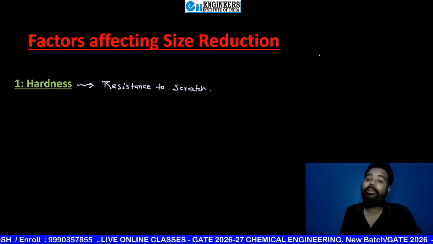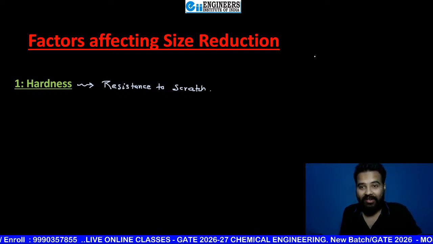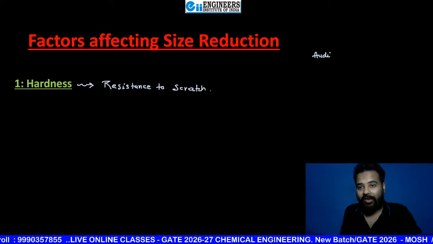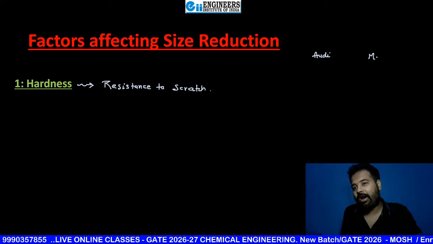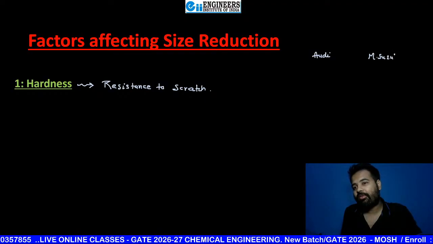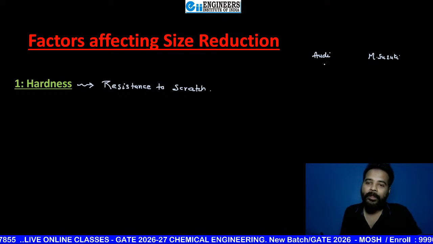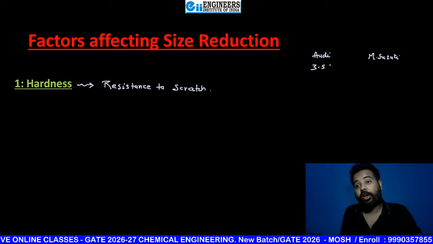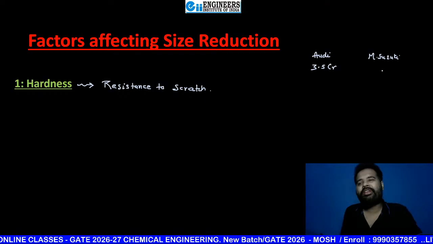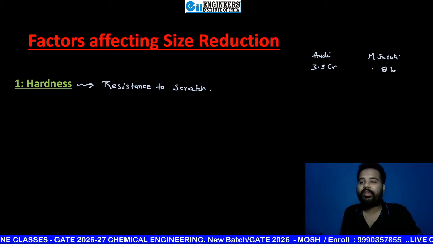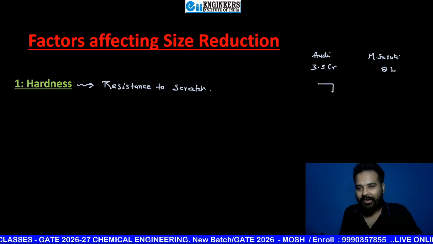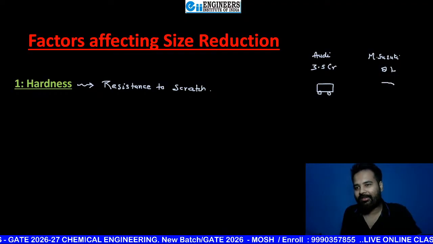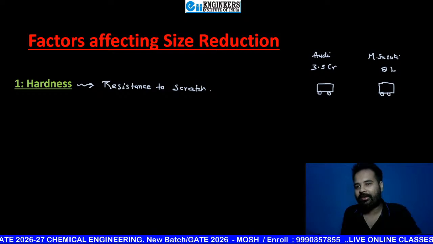two cars, one is an Audi and the second one is simply a Maruti Suzuki. The price of this car is nearby 3.5 crore and this is something like 8 lakh. See, this is the body of that car, just a part. Suppose I'm writing here just a part.